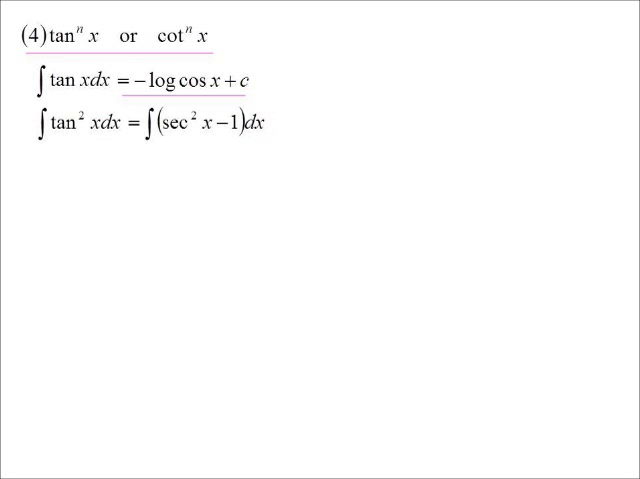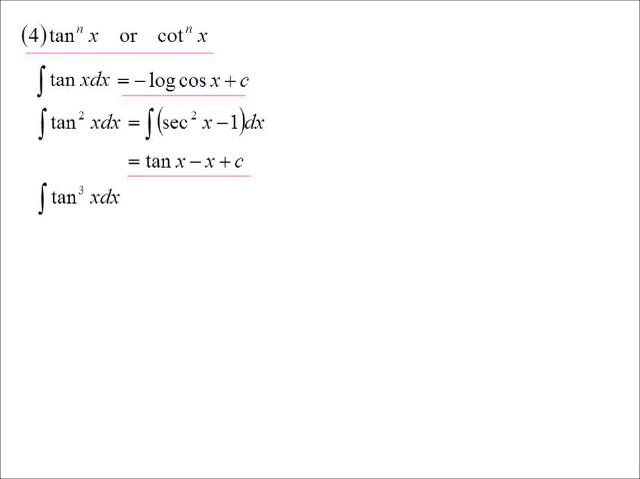All right, let's have a look at tan. So tan to some power. Tan to the power of 1, hopefully we remember, is minus the log of cos, or log of sec. Tan squared, well, tan squared is sec squared minus 1. They're both standard integrals. So sec squared goes to tan, 1 of course goes to x.